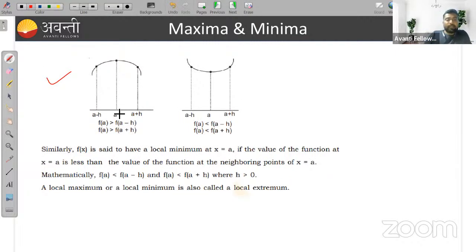And see here, this point is x is equal to a minus delta, a plus delta. In the neighborhood of a, you are getting the maximum value of the function. And here also, in the neighborhood of a, you are getting f of a as the minimum value. So this is the case of local maxima and this is the case of local minimum. I hope this is clear to all of you. Let's move.